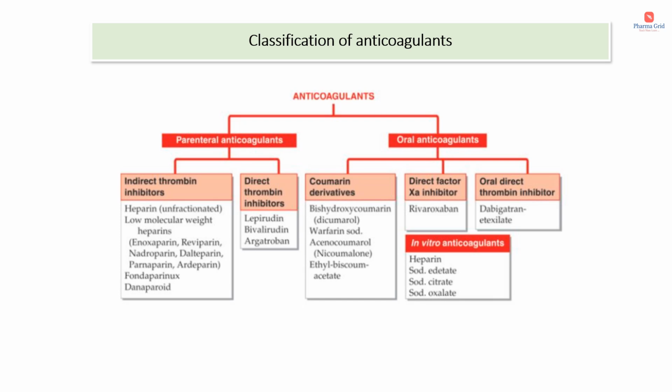Moving on to the oral anticoagulants, the first subcategory is coumarin derivatives, which includes bishydroxycoumarin, warfarin sodium, acenocoumarol, which is also known as nicoumalone, then ethyl biscoumacetate. Then the direct factor 10A inhibitor, which is rivaroxaban, and the oral direct thrombin inhibitor, dabigatran etexilate. Then in vitro anticoagulants include heparin, sodium edetate, sodium citrate, and sodium oxalate.